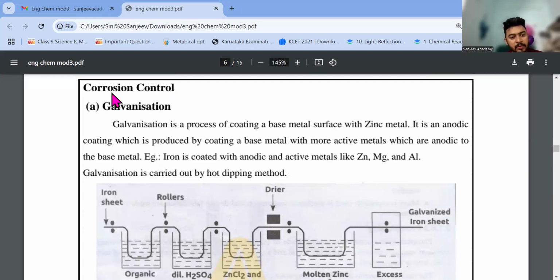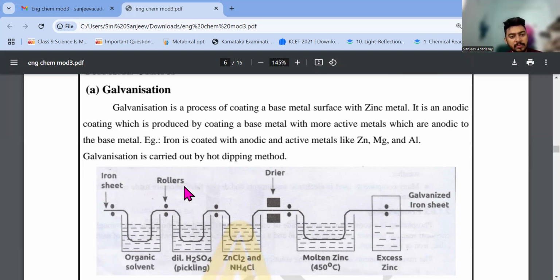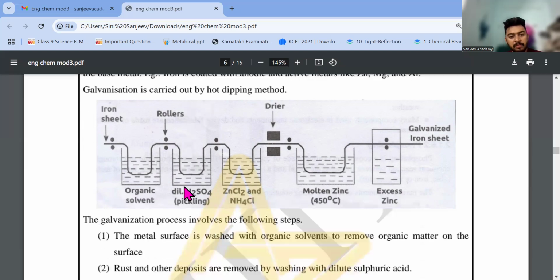And corrosion control. Galvanization. Galvanization is a thing, but on top of a metal, if I coat one more metal to prevent corrosion, in the sense of rusting of iron, correct? So on cycles and all, on top of iron, sometimes we will coat what? A layer of aluminium to prevent corrosion. So this is carried out by the hot dipping method. Yes, so you have to draw a diagram. This is very, very important.